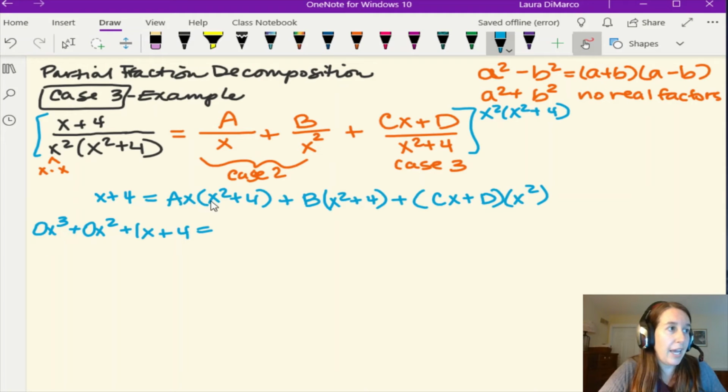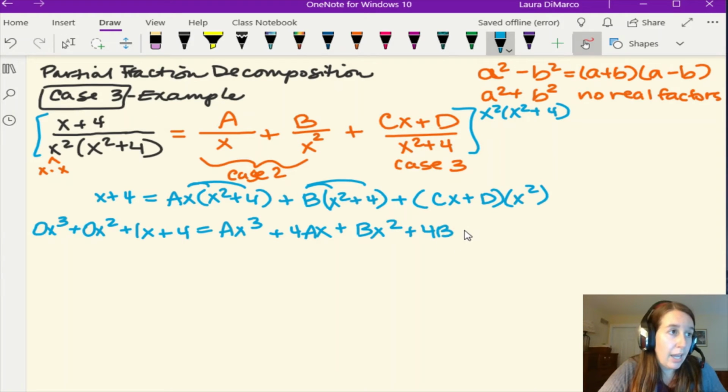So it's ax times x squared, so that's ax cubed, and ax times 4, so 4ax. And then I just distribute it here. Now I'm going to distribute the b, so plus bx squared plus 4b, and then I need to distribute the x squared here. It looks like that. So that's cx cubed plus dx squared.